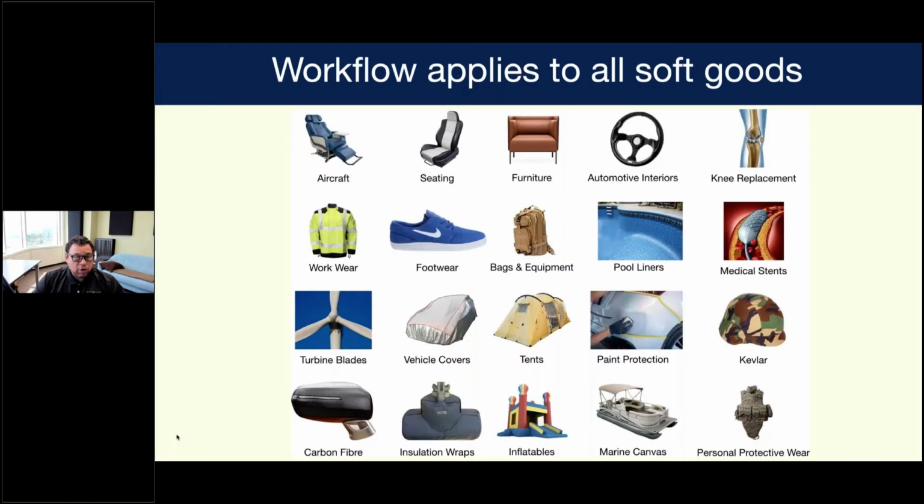In terms of the process we're going to be using today, this process applies to all soft goods, particularly paint protection film, vehicle wraps, vehicle covers. It could be used for interiors such as seating, dashboards, console panels, and a variety of other things, depending if your business is paint protection exclusively or if it is paint protection as well as other parts of automotive interiors.